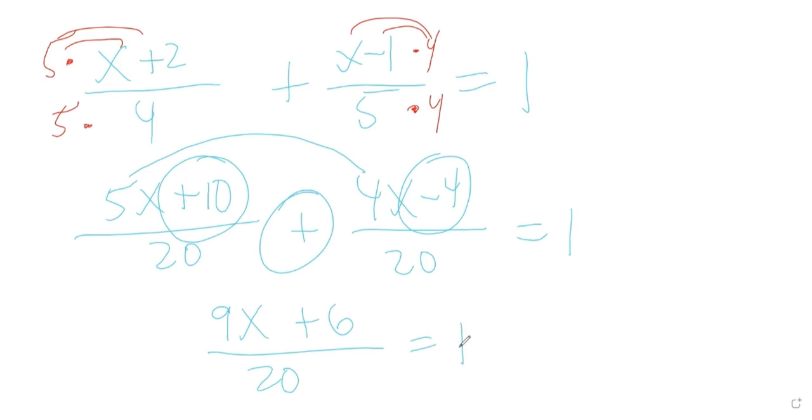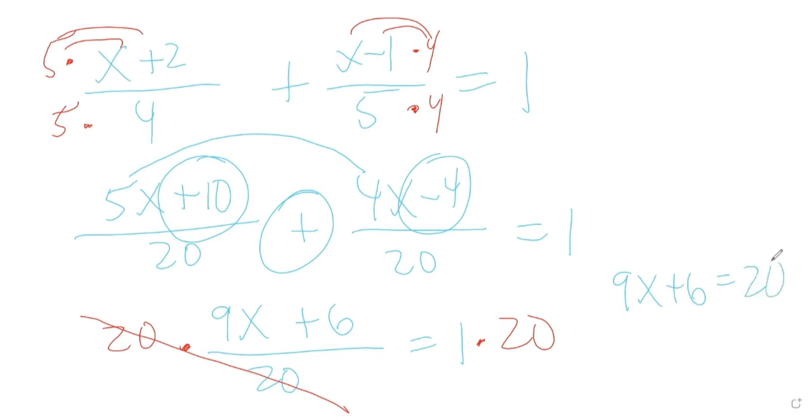And then just do whatever you have to do to solve for x. Here, I would get rid of the 20, so I'm going to multiply both sides by 20. Because these 20s would reduce away. And then we have 9x plus 6. On the right, 1 times 20. And then subtract 6 from 20. So that would be 14.